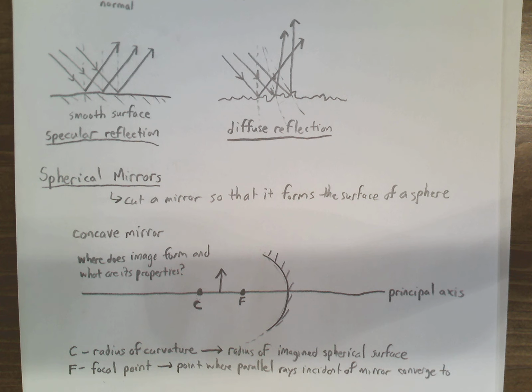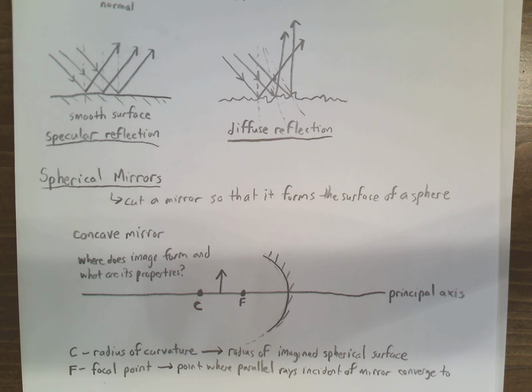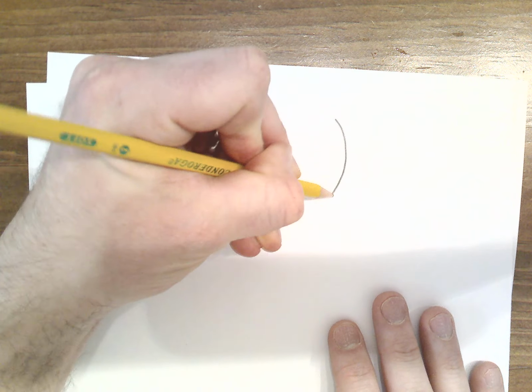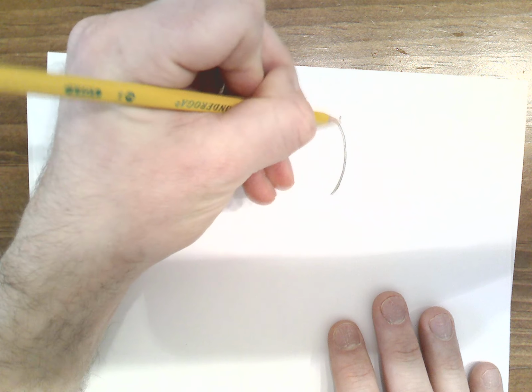We're going to tackle two different ways to do that. The first way is going to involve a little bit of drawing. So let's see how we can draw these pictures to help us predict where the image is going to form. I'm going to draw our concave mirror again.